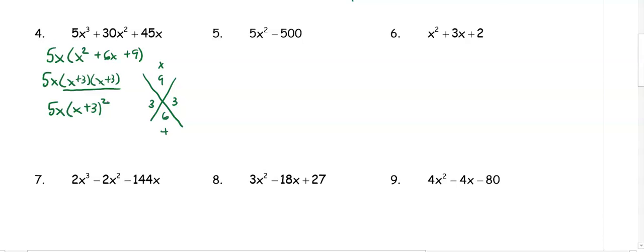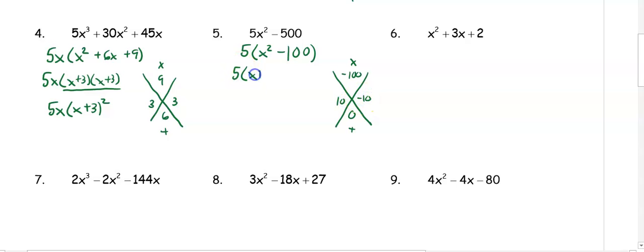In number 5, to get an x squared, we would have a GCF of 5 in both places. So we have x squared minus 100. Now, there is no middle term here, so that's going to be adding to 0, and we are multiplying to negative 100. So we need the same number with different signs, so that would be 10 and negative 10. So we'd have 5 times x plus 10 times x minus 10.